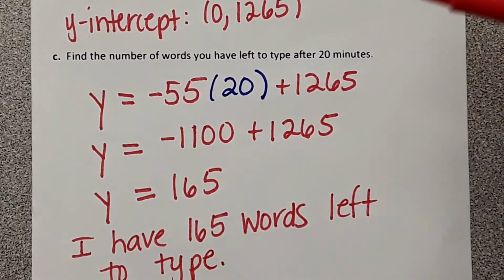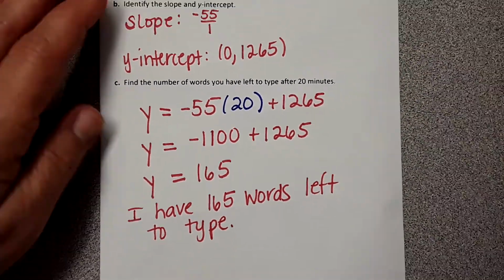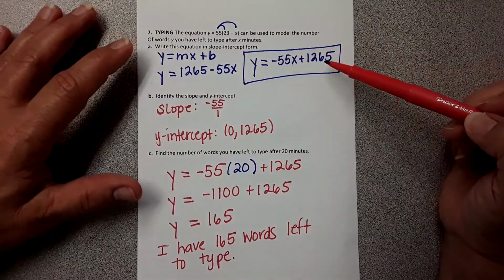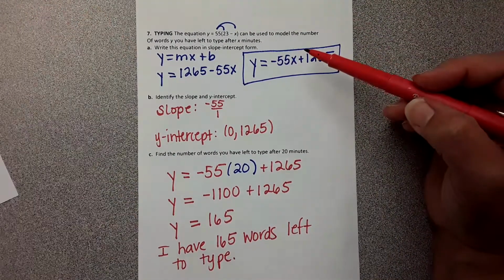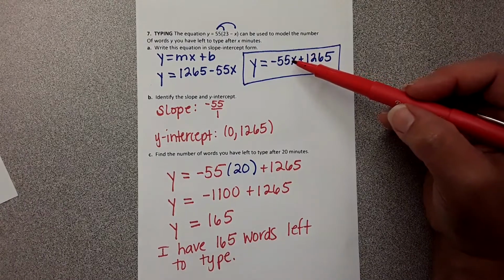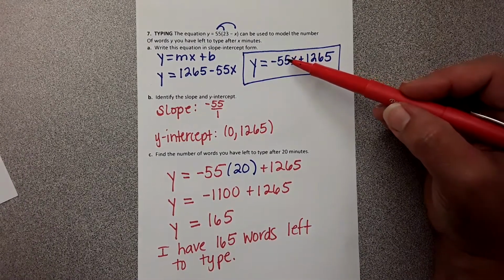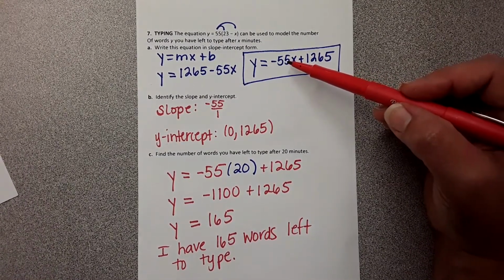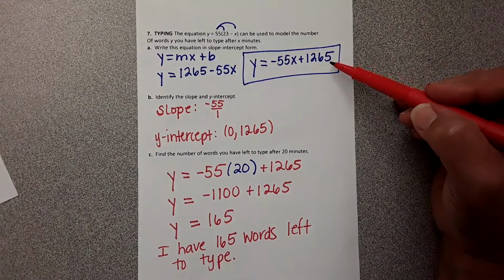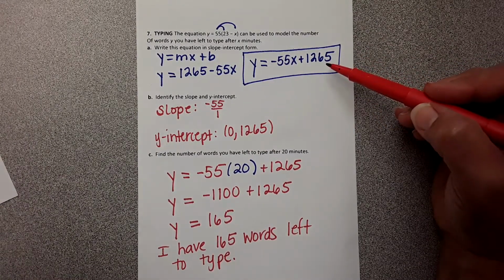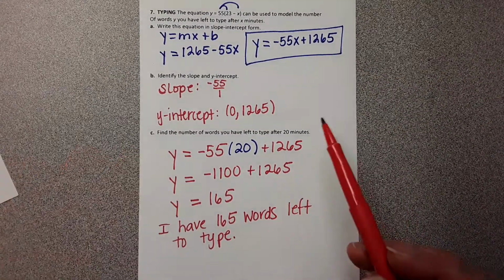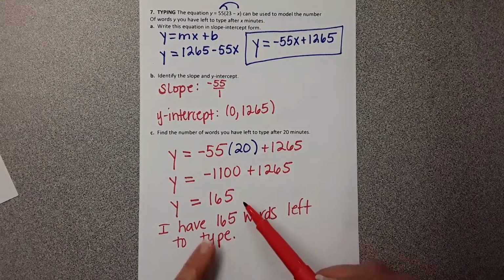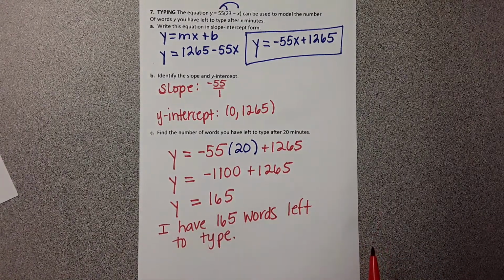So again, let's zoom out a little bit. The first thing is I wrote it in slope-intercept form. I distributed. So this means that I'm decreasing 55 words every minute. Decreasing 55 words per minute. This is how many words that I need to type when I start. And after 20 minutes, I've typed 1,100 words. I have 165 words left to write after 20 minutes.